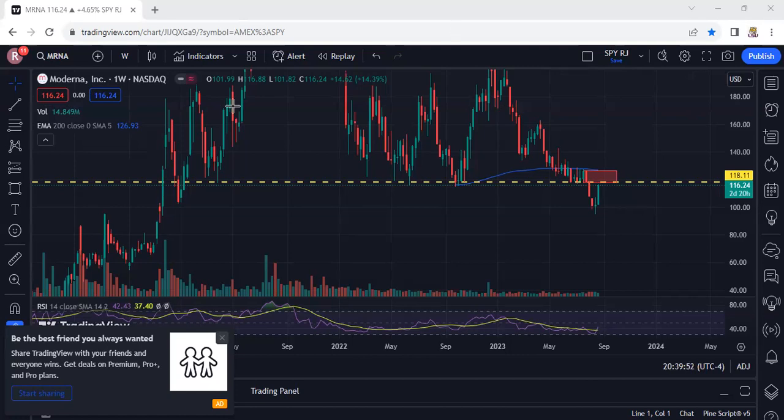I actually traded SPY more last week than I've ever traded ever.